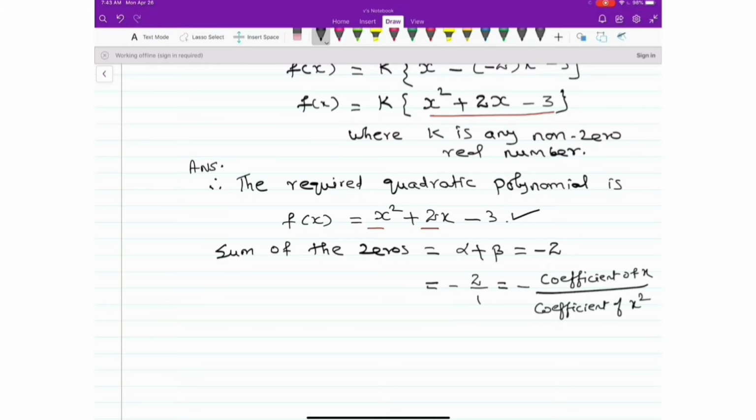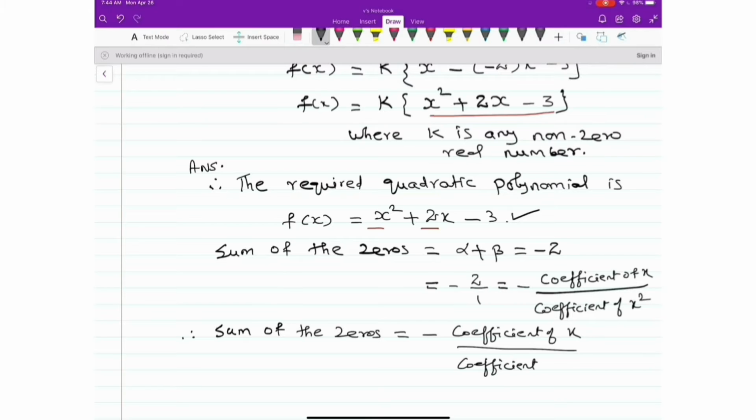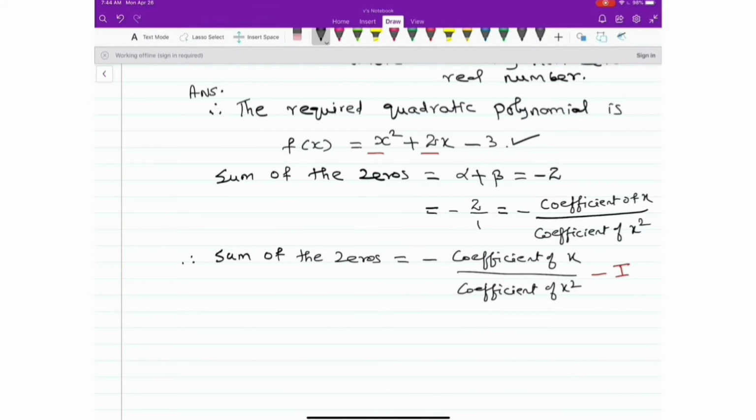So therefore the sum of the zeros is equal to minus coefficient of x by coefficient of x square. Let me name the result what we have verified now as 1. What will happen to the product of zeros?